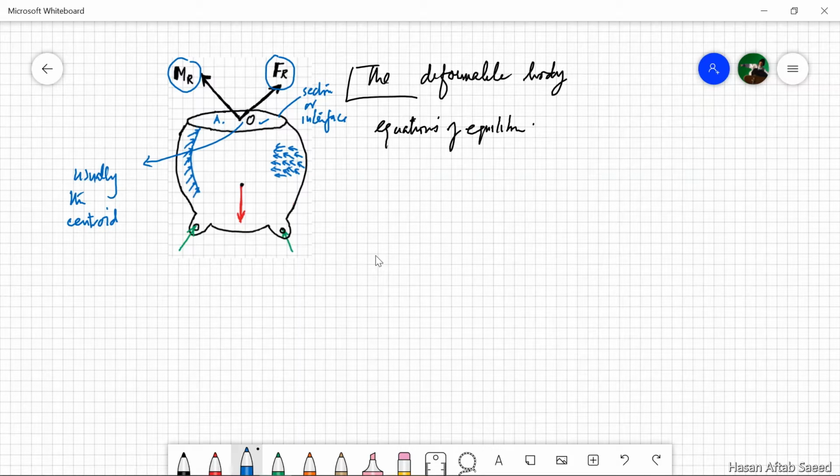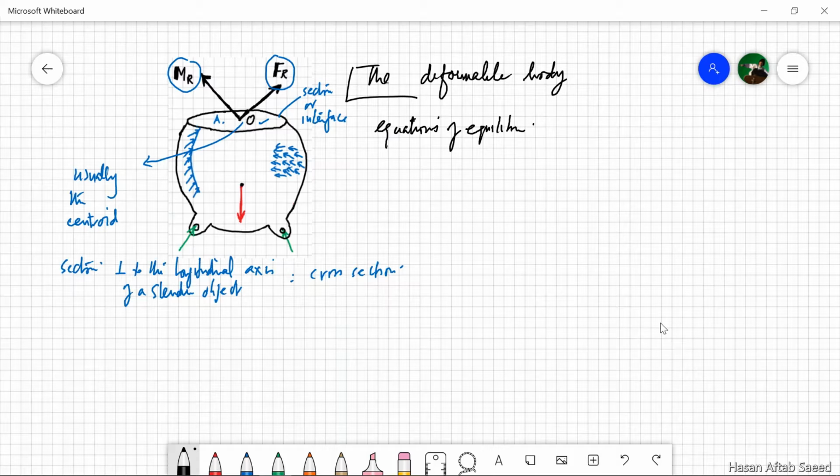For long slender objects, the section itself is usually chosen to be perpendicular to the longitudinal axis of the body. In that case, it is called the cross section. Now these resultants, Fr and Mr, only tell us about the cumulative load transmitted across the section.